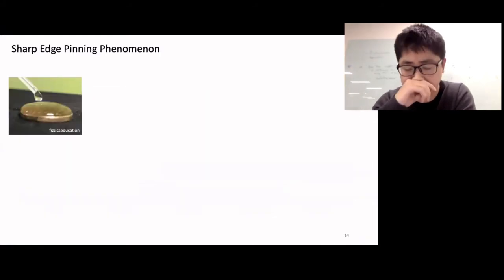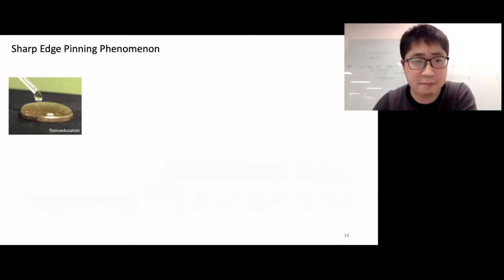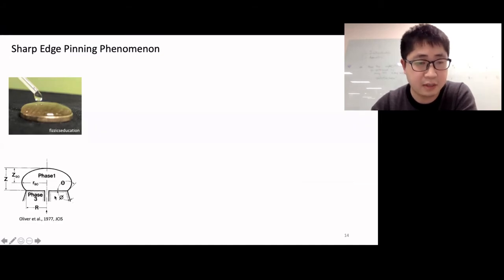And then we move to the sharp edge pinning phenomenon. Here is a very practical experiment where you can actually put more droplets on a coin. The reason for that is the sharp edge at the corner, where you have a greater apparent contact angle compared with the contact angle that you measure on a perfectly smooth surface.